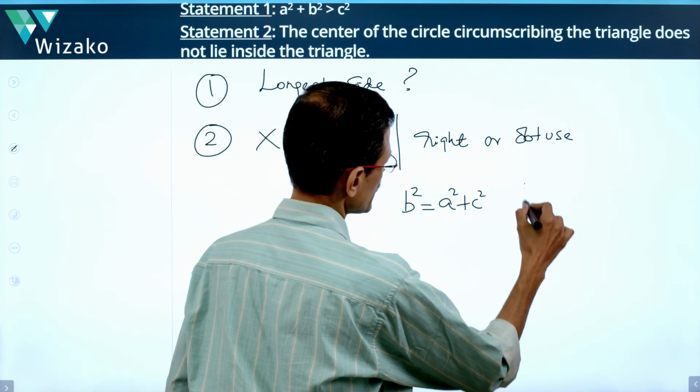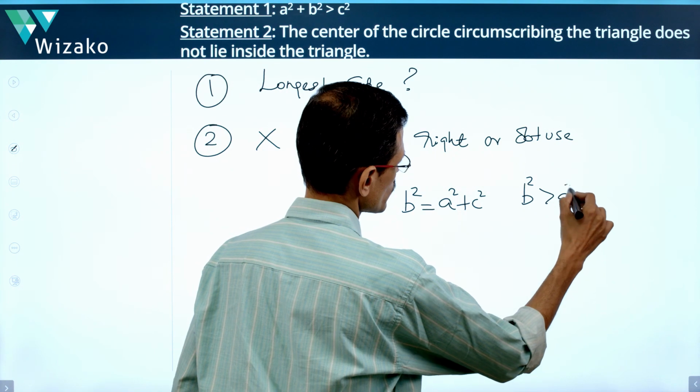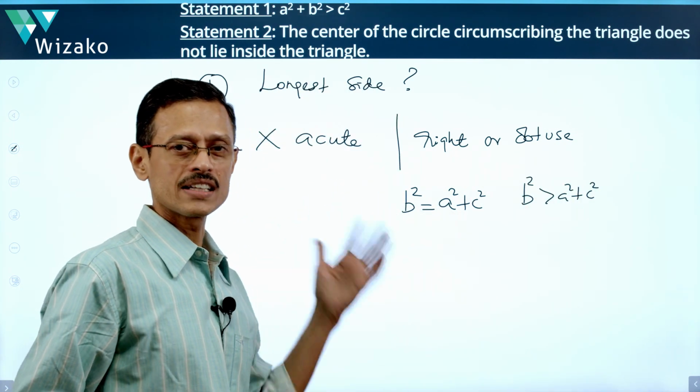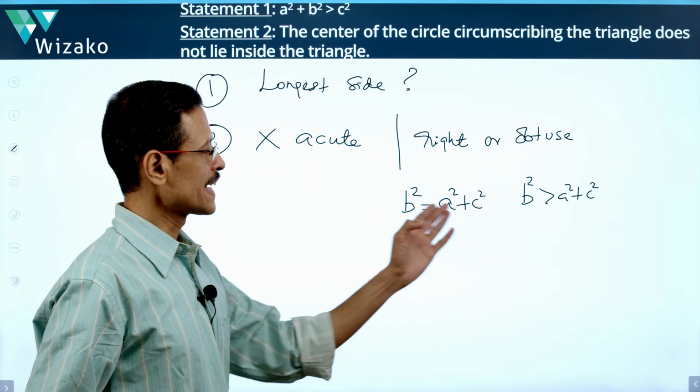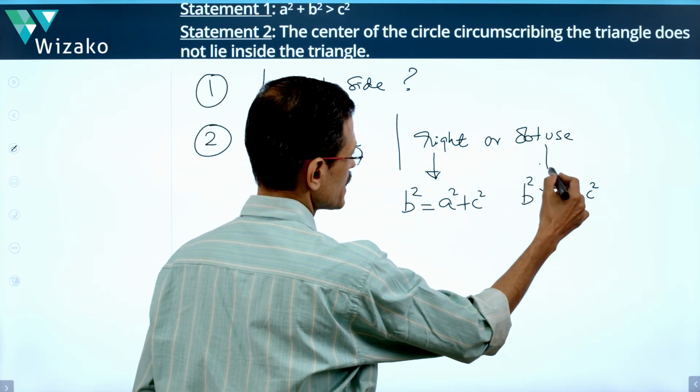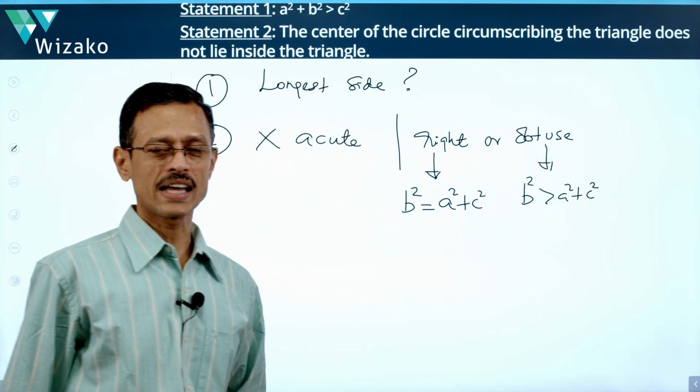Conversely, it could so happen that B square is greater than A square plus C square, and B happens to be the longest side. We do not know which is the longest side, and B happened to be that side. Let's say A square plus C square, this would have been pointing it to a right triangle. If this happened to be the case, it would have pointed us to an obtuse angle triangle.